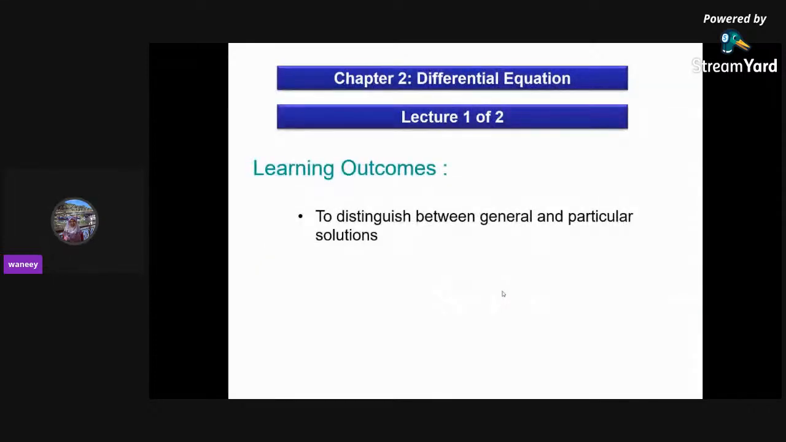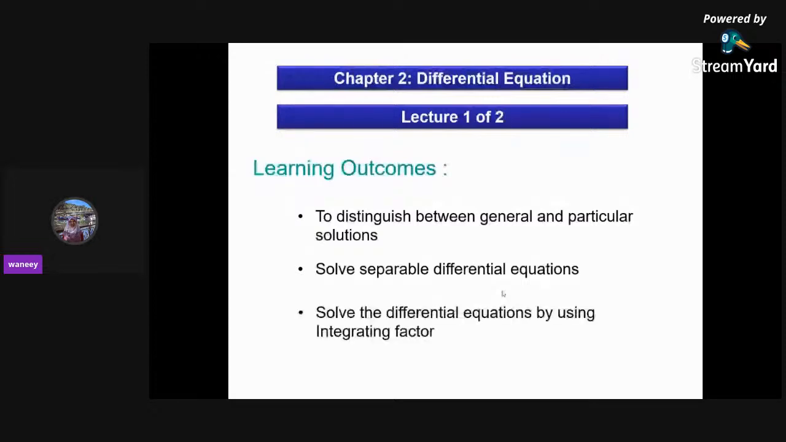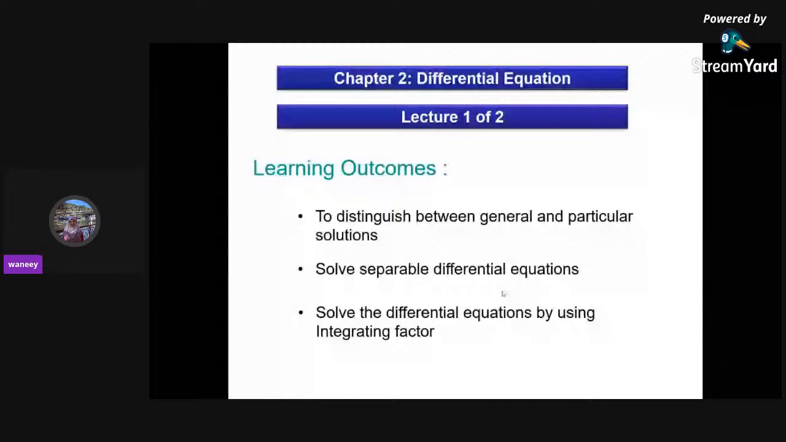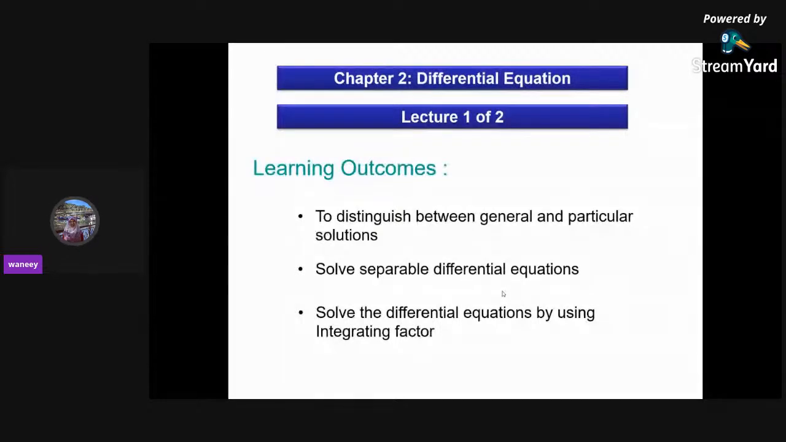Okay, so now basically the first one, you should be able to distinguish between the general and particular solution, and then we should be able to learn how to solve separable differential equation, and then we should learn how to solve the differential equation by using integrating factor. So today we're going to learn the method of solving differential equation, and then later on we're going to see some application on how to solve differential equation model.